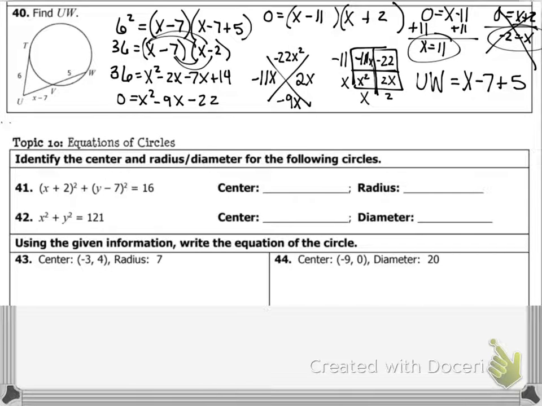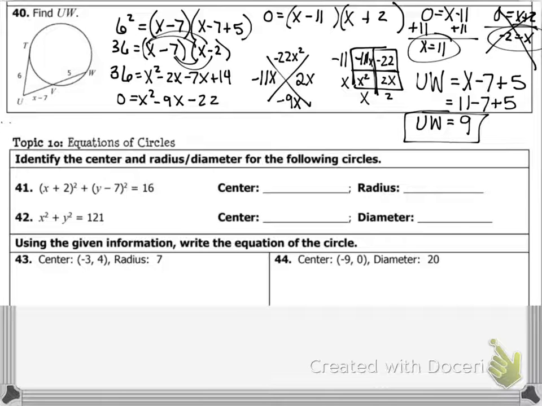That's 11 minus 7 plus 5. 11 minus 7 is 4, plus 5 is 9. Wow, we really did it. That one was like, they made us work for our money on that one.